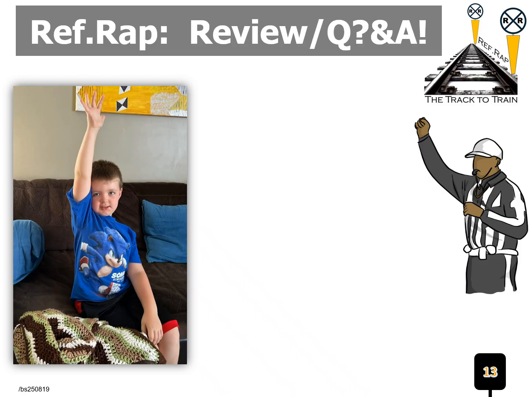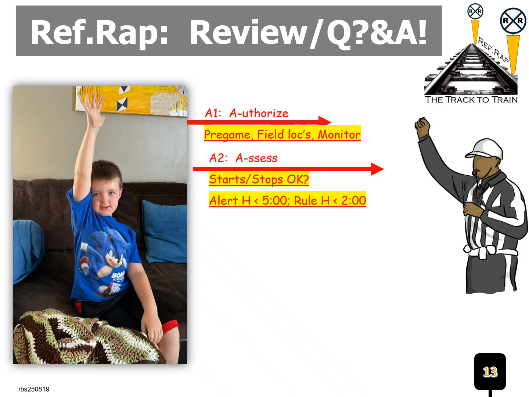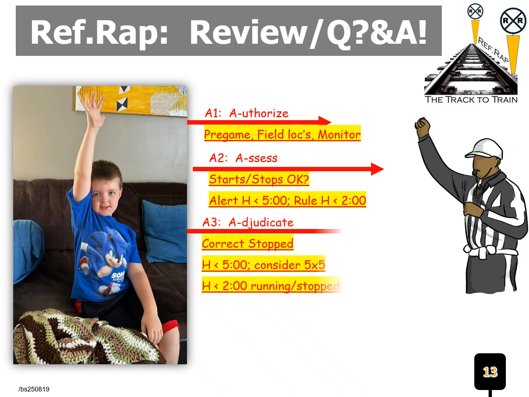Let's review. Remember, we assume authority by having a good pregame with the game clock and play clock operators, knowing where the clocks are visible on the field at different field locations, and monitoring the game and play clocks continually. We assess by making sure that the game clock starts and stops appropriately, be on alert when we are less than 5 minutes within a half, and apply Rule 3.4.7 when we are less than 2 minutes in a half.